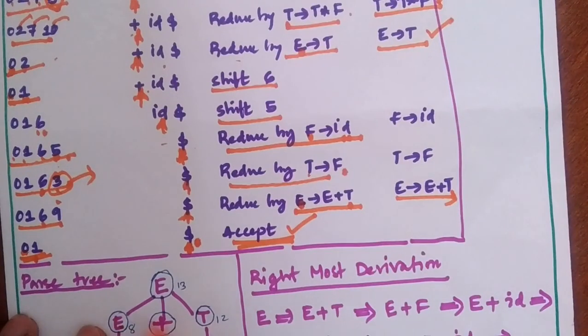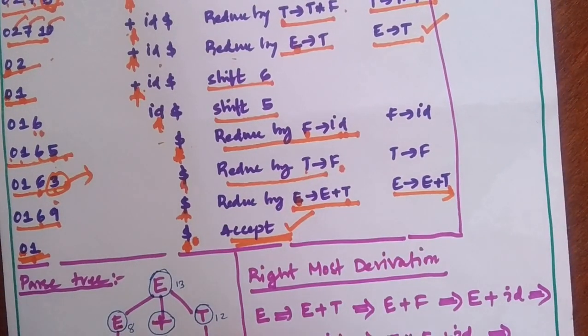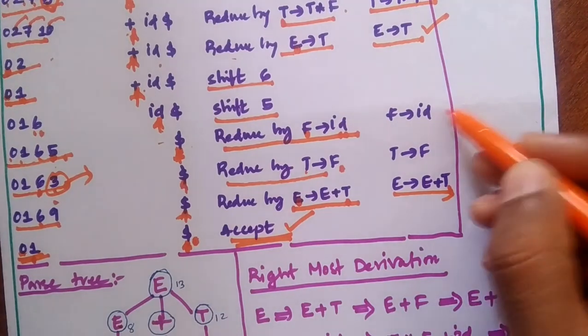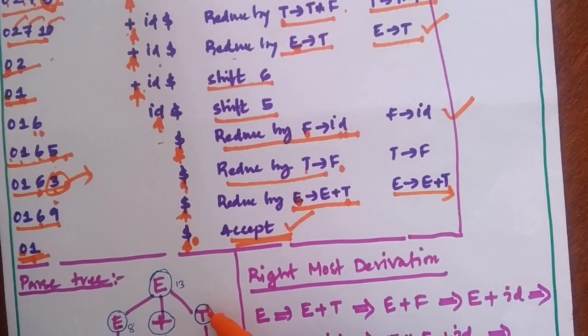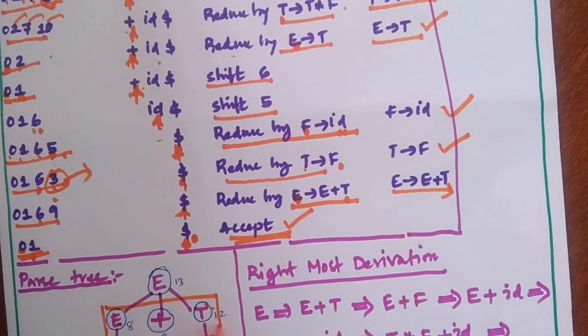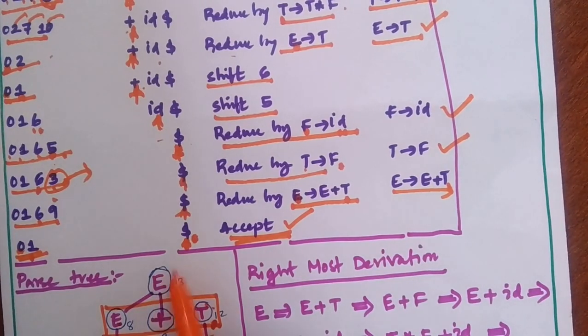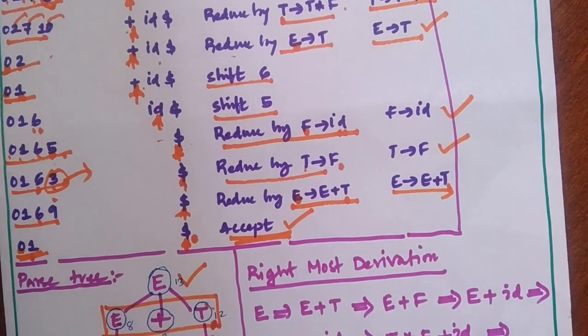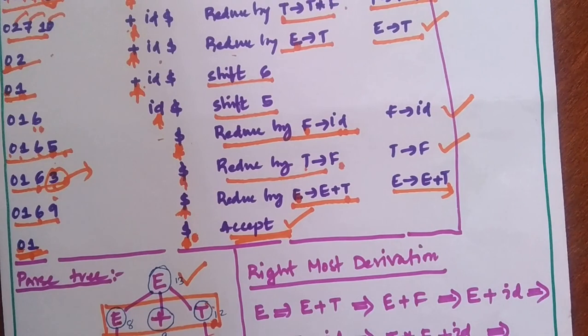Then it will go to the right side, and F gives ID will come. Then F is ready, and it will replace F by T. Then E is ready and T is ready, so E plus T can be performed, and it replaces E plus T by E, so it reaches the root. So if you perform post order traversal or depth first search on the parse tree, you will get the nodes as they were generated.